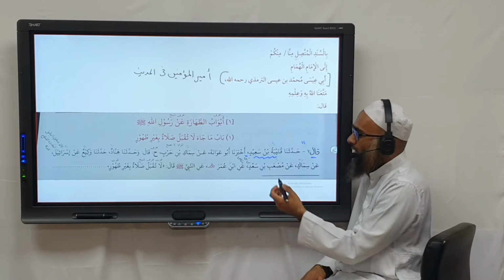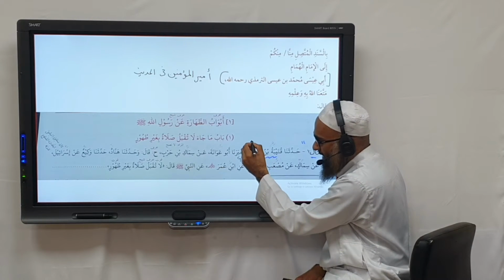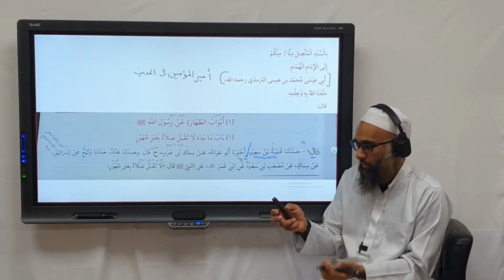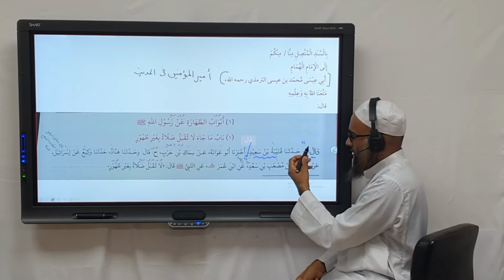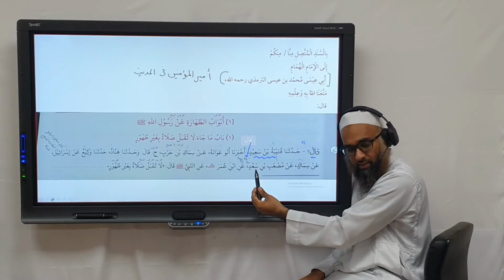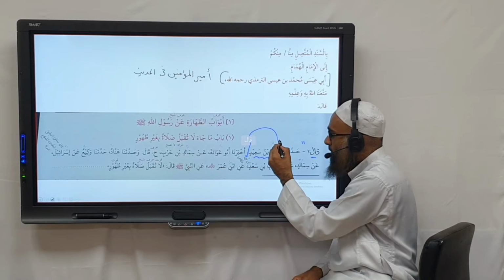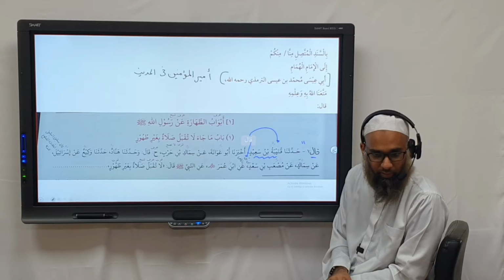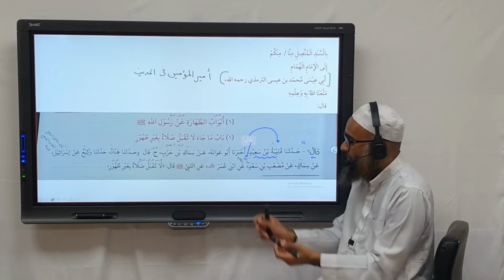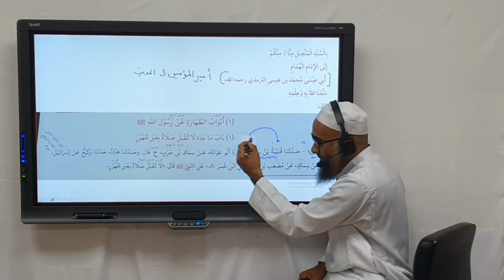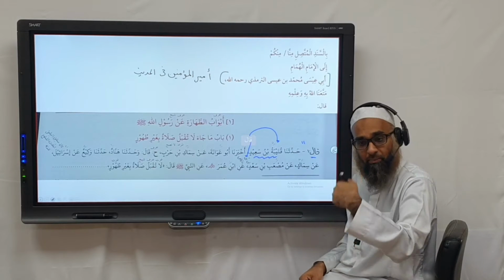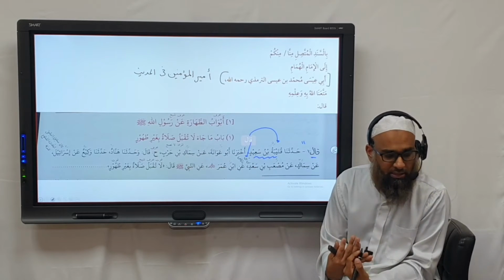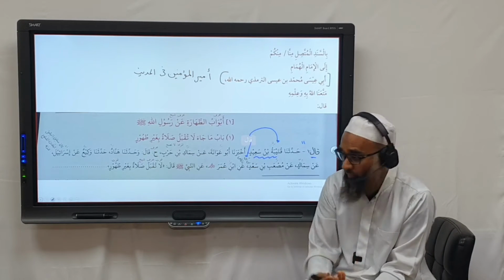Okay. Now, when it comes to moving between one rawi and another rawi, there's a difference of opinion here. Some say that Imam Tirmidhi said, haddathana Qutaybah ibn Sa'id, and then Qutaybah ibn Sa'id said, akhbarana Abu Awana. You're following? So between the haddathana and akhbarana in the sanad, what do you have to say before that? Qala. So Qutaybah said akhbarana. That's how I learned from my teachers, how my teacher used to say it.